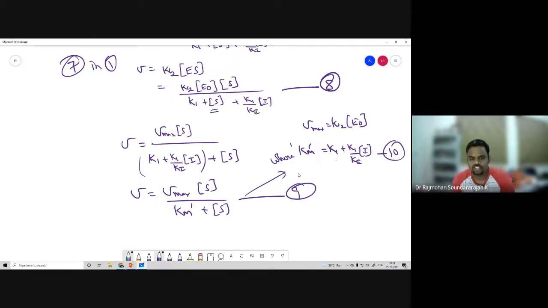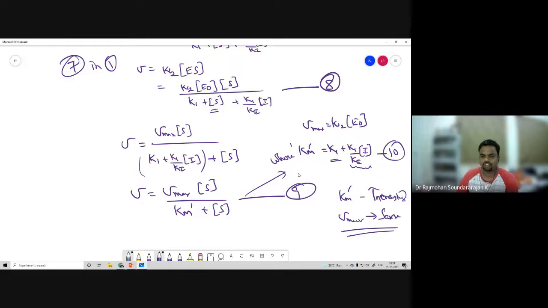So what is the net effect of the competitive inhibition? We can see that there is an increased value of Km dash and therefore a reduced reaction rate. Usually it is only K1, but now there is an additional term coming in, which means the Km dash value is increasing. And what about the Vmax value? Vmax remains the same, as it is also written in the comparison table. That is why I told you at that time that when you derive the equation, you will come to know what is changing in the Km dash value and the Vmax value.